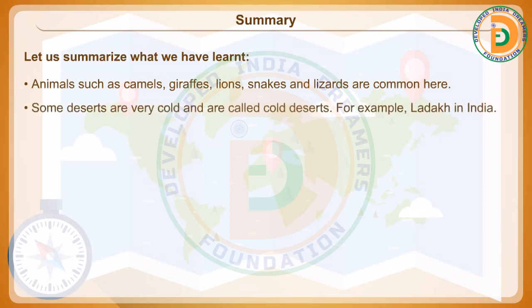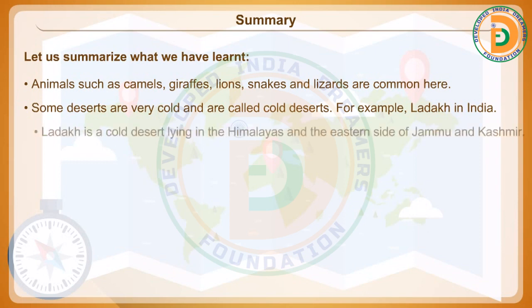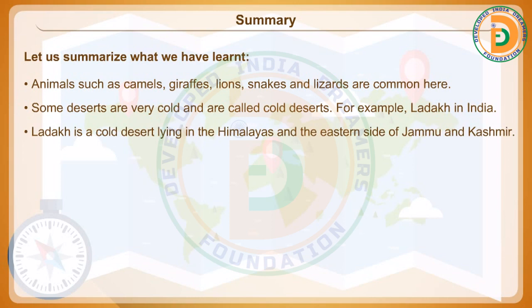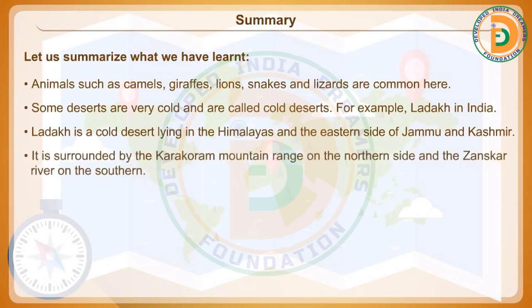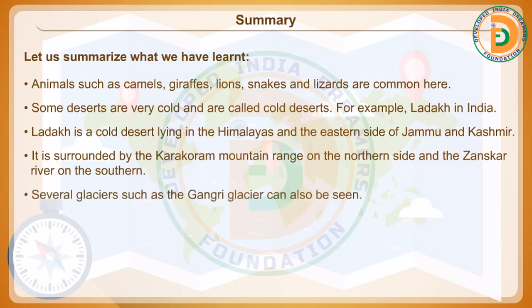Some deserts are very cold and are called cold deserts. For example, Ladakh in India. Ladakh is a cold desert lying in the Himalayas and eastern side of Jammu and Kashmir. It is surrounded by the Karakoram mountain range on the northern side and the Zanskar river on the southern. Several glaciers such as the Gangri Glacier can also be seen.